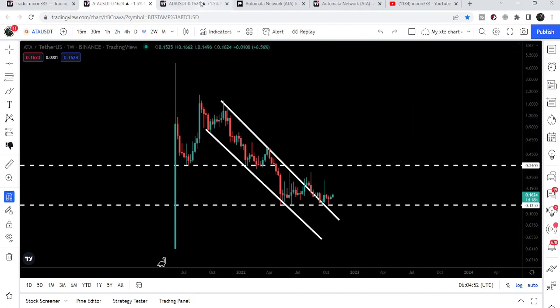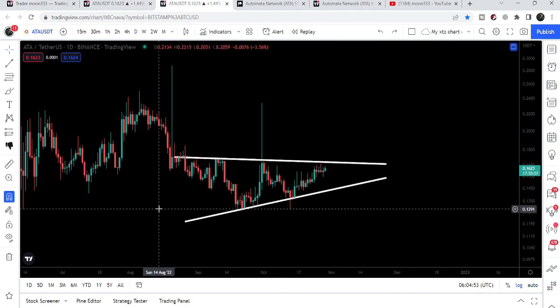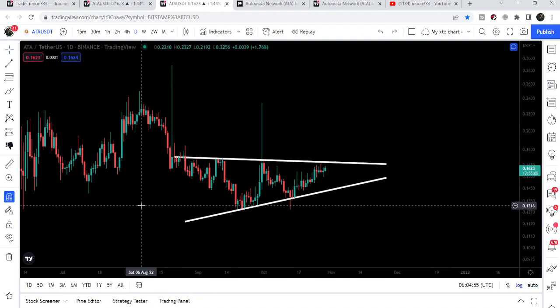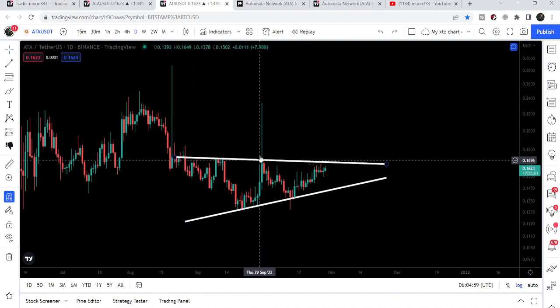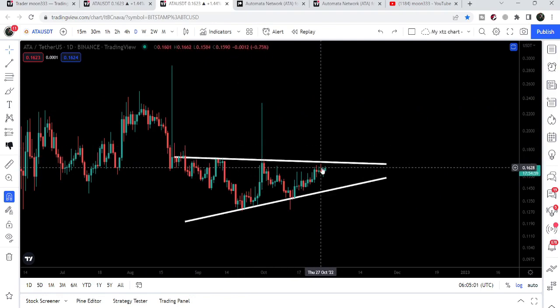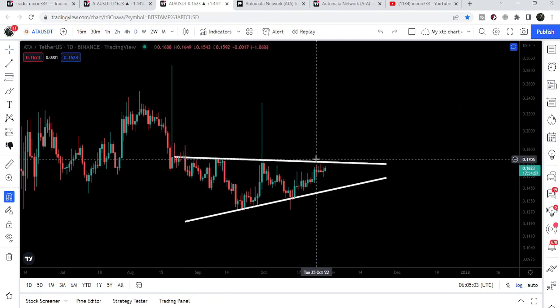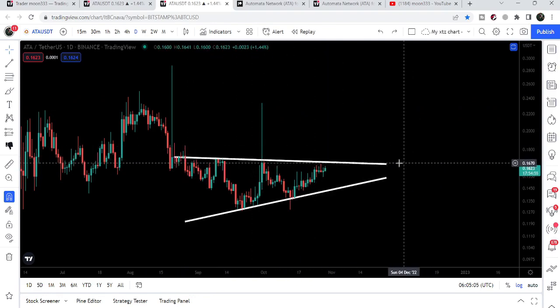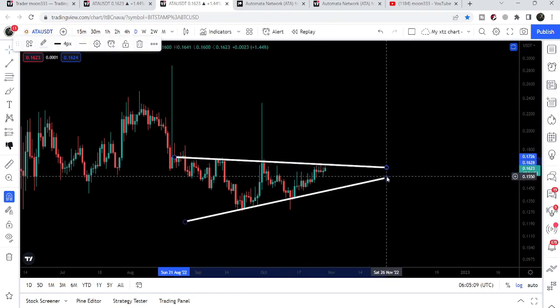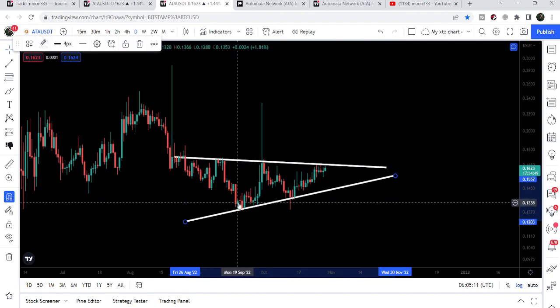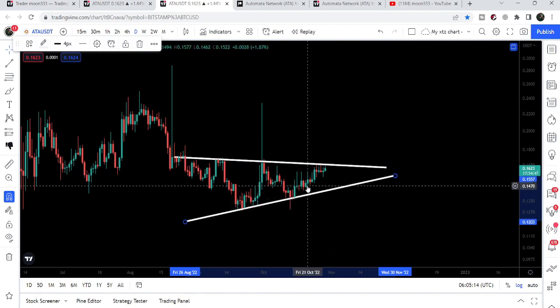Now, if we take a look at the daily time frame chart, then here it has formed this ascending triangle. Even though we had a long spike here, so far you can see, even after several attempts and several touch points, we are not able to break out this horizontal resistance of this ascending triangle. And we have few touch points here and few touch points here as well.